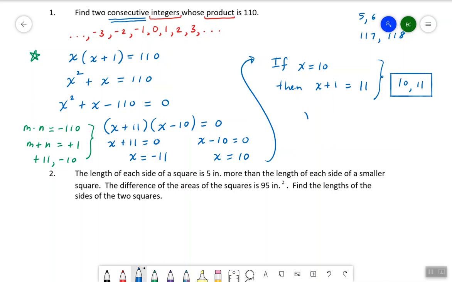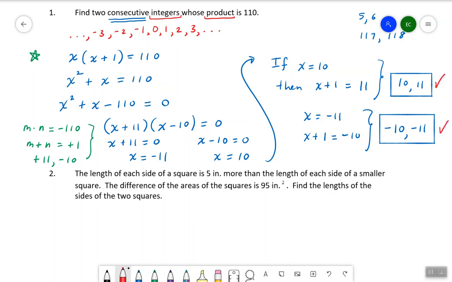And we could also have x equals negative 11, and then x plus 1 is negative 11 plus 1, which is negative 10. And so the other possibility would be negative 10 and negative 11. So two different possibilities. You can check that these are both correct by going back to the problem. Are they consecutive? And is their product 110? For each pair, you would say yes.